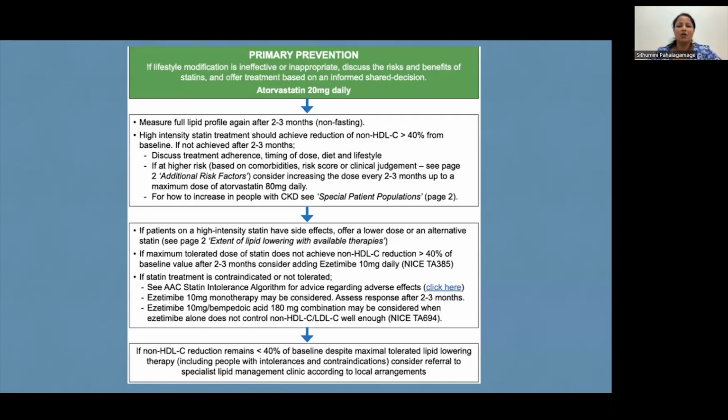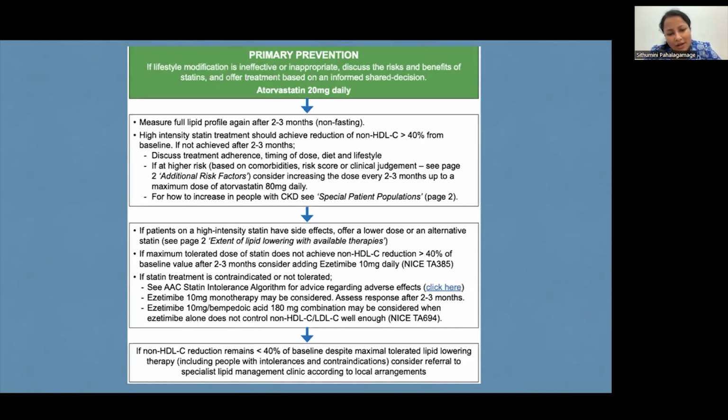If patients are on a high intensity statin and have side effects, you are not supposed to take away the statin right away. You are supposed to offer a lower dose or an alternative statin. And if the maximum tolerated dose of statin does not achieve a non-HDL cholesterol reduction, you have to consider adding ezetimibe 10 milligram daily. And if statin treatment is contraindicated or not tolerated, you can consider ezetimibe monotherapy.